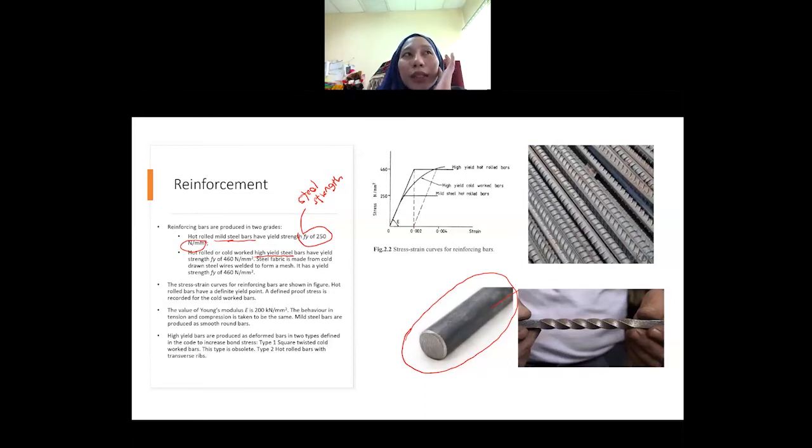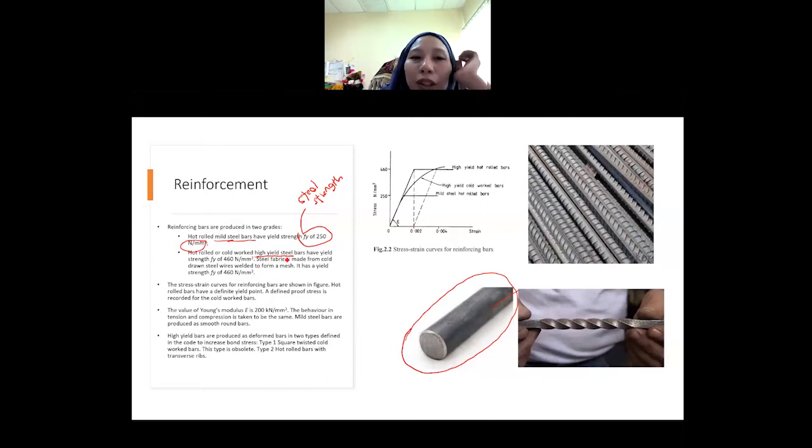I'm not sure, I rasa dulu you ada pernah buat kerja-kerja concreting, you mungkin ada buat pad footing. So pad footing, I believe that you use this kind of steel for the field work, maksudnya for the lab. But in real life for foundation is not suitable sebenarnya pakai this mild steel, because mild steel, if you look at here, the steel strength is actually lower compared to high yield steel.